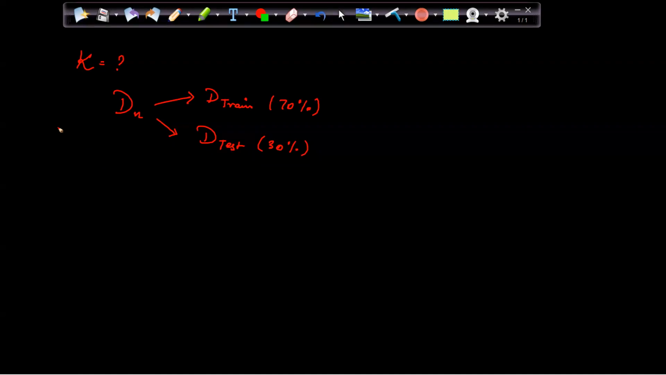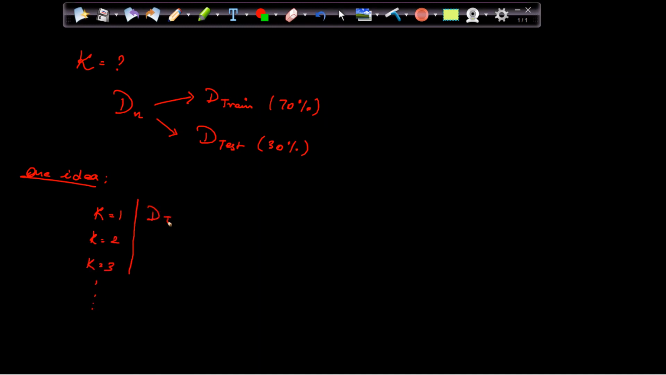So one idea to find the best value of k is this. I'll create a set of cases where k is equal to 1, k is equal to 2, k is equal to 3, and so on.